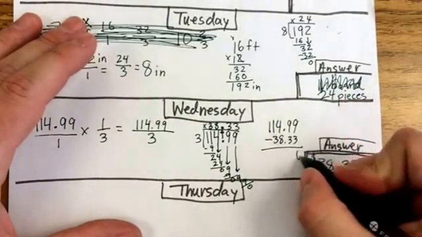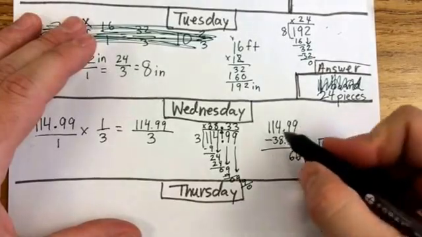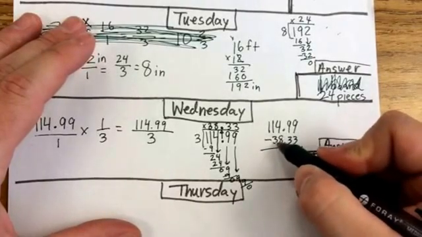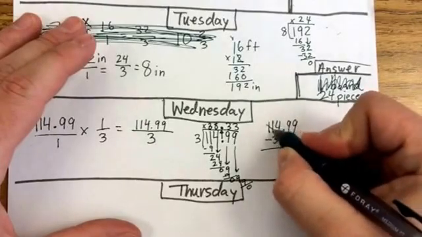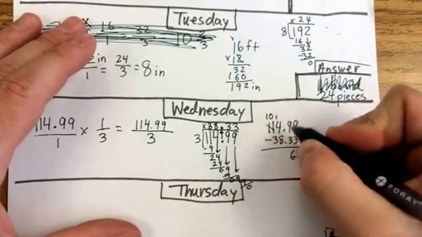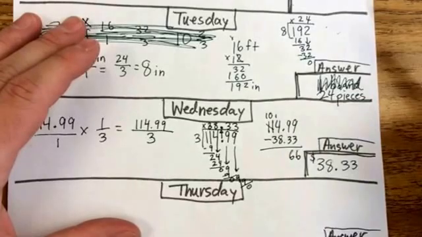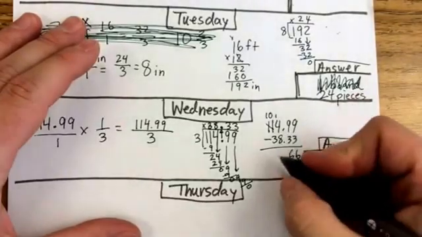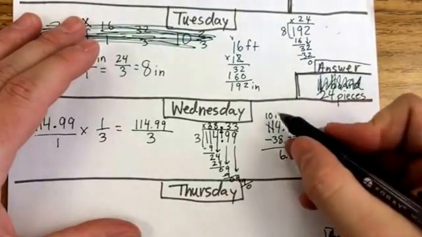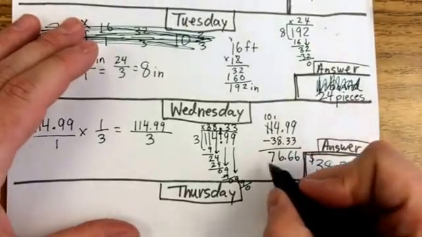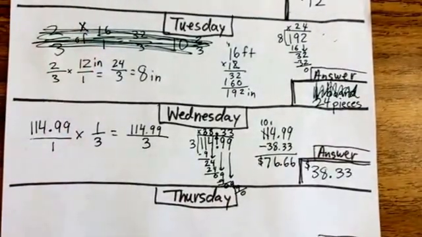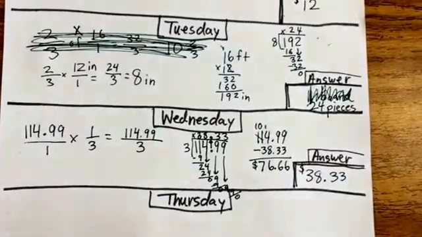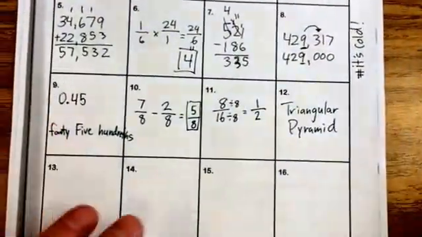9 minus 3 is 6. 9 minus 3 is 6. Cannot take 8 from 4. Can't take 3 from 1, but I can take 3 from 11. I got to borrow and pass it down, though, so that's going to become a 10. 14 minus 8. 14, 13, 12, 11, 10, 9, 8. It's going to give me 6. 10 minus 3 is 7. So he actually ended up paying $76.66.